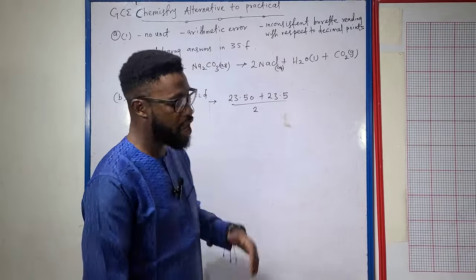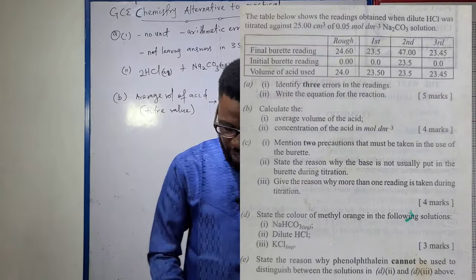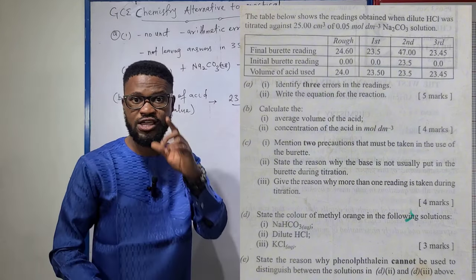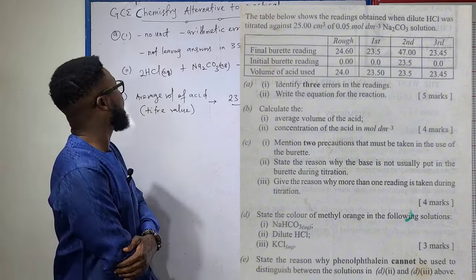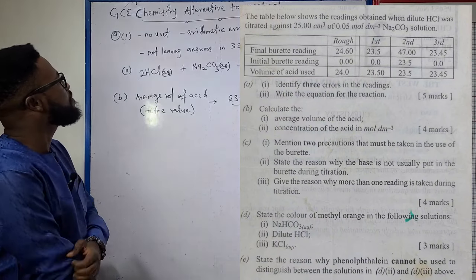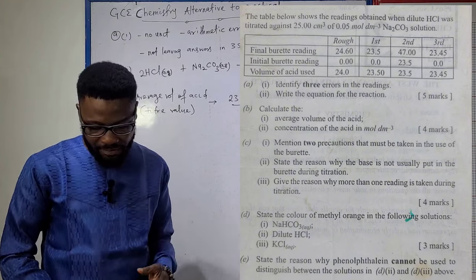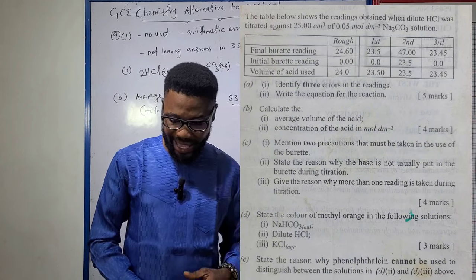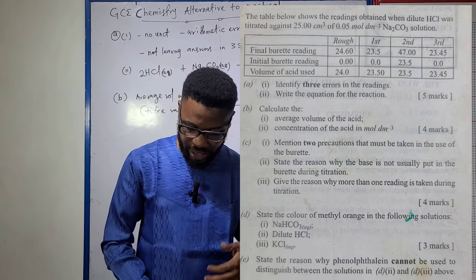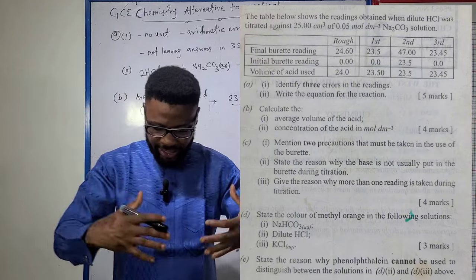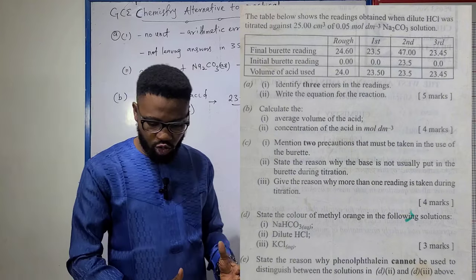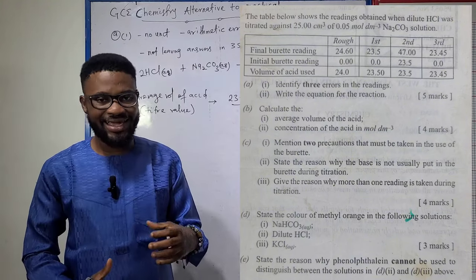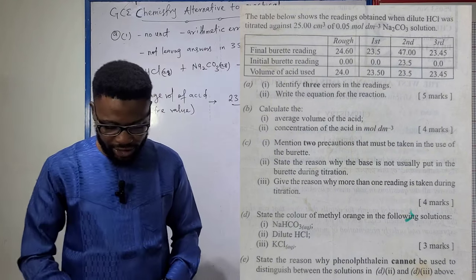So let's get right into it. What we have for you in the question displaying on your screen is a titration question, which of course is a probable question for your GCE exam in chemistry alternative to practical. It's about a titration between HCl, dilute hydrochloric acid, and sodium bicarbonate, that's sodium hydrogen carbonate. We're given a table, as you can see on your screen, and the first question that comes in is that we should identify three errors in the readings of this titration table.